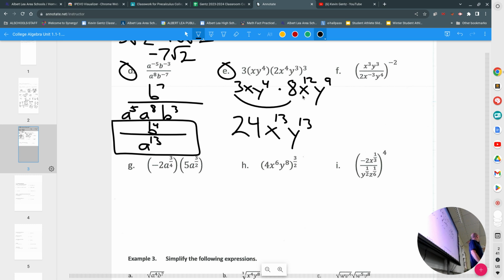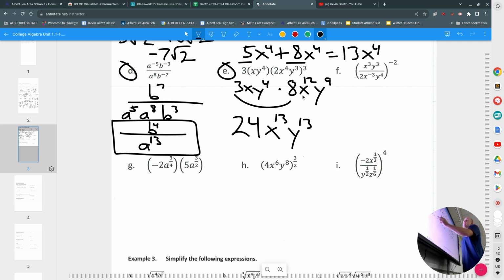Now some people wonder, how does it work with the addition piece? Suppose I had 5x to the 4th plus 8x to the 4th. That makes 13x to the 4th. Notice how I added the coefficients and I did nothing to the exponents. That's exactly how it's laid out. See that? There you go.